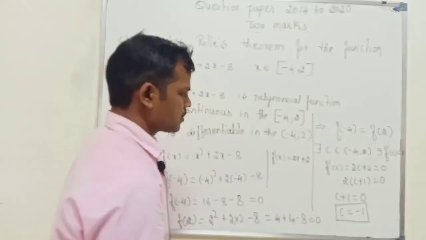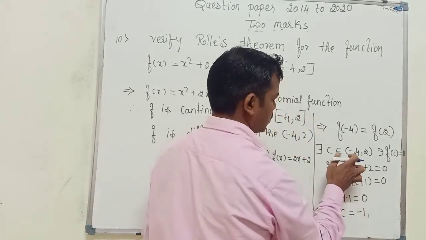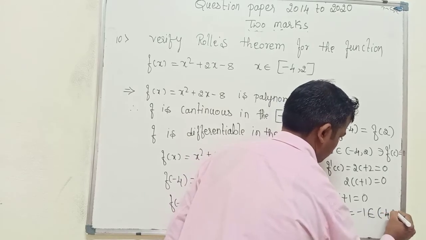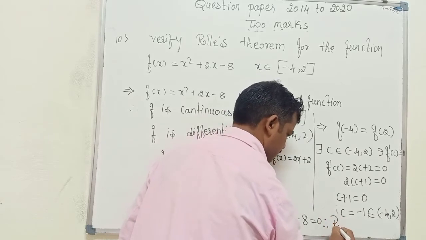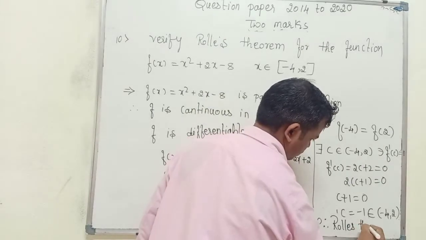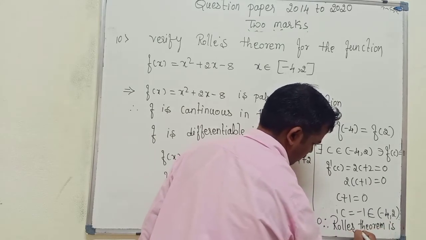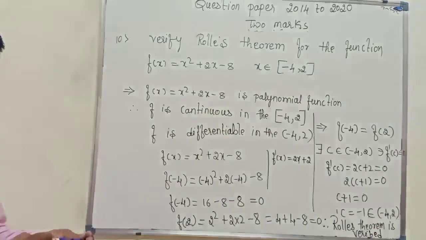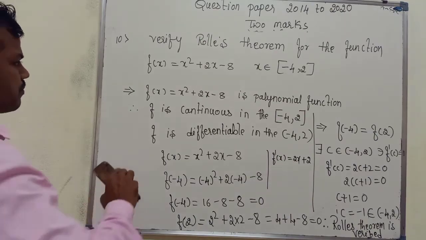We have to confirm whether c belongs to the open interval or not. c is minus 1, which belongs to the interval minus 4 to 2. Therefore Rolle's theorem is verified. This completes the problem.